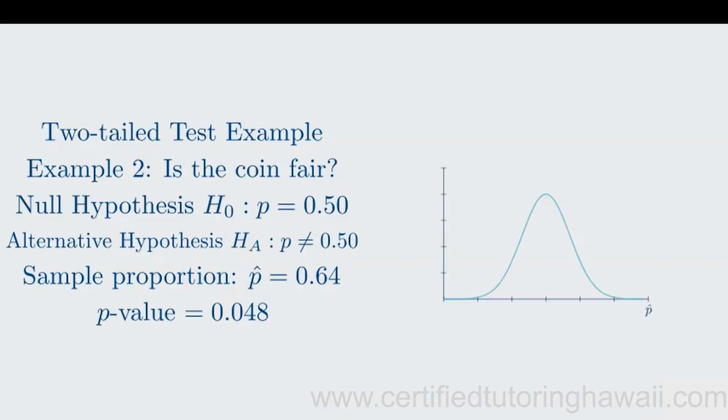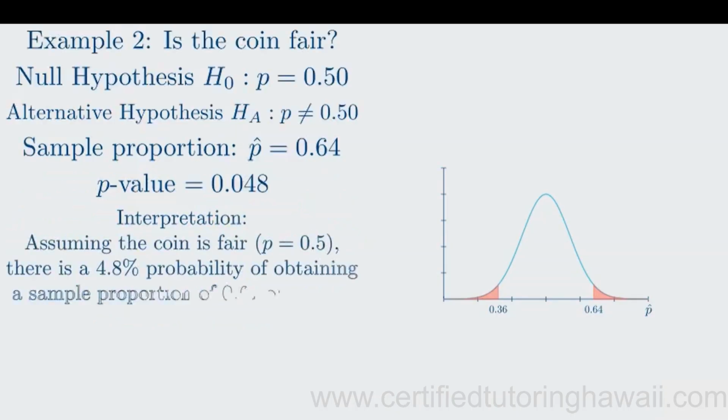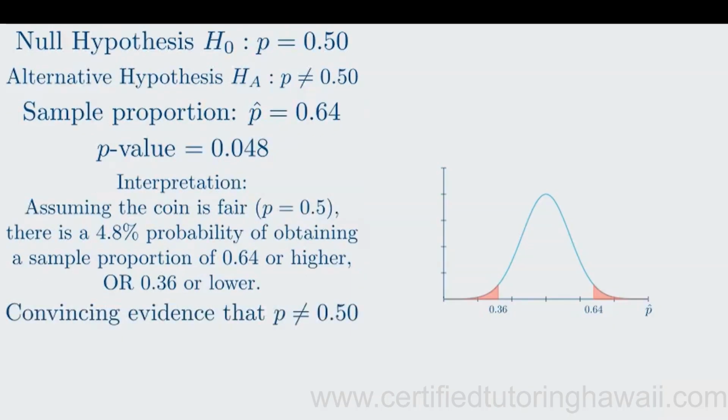To visualize this, we look at a normal curve centered at 0.5. We shade the regions in both tails, one for values greater than or equal to 0.64, and one for values less than or equal to 0.36. To interpret this, we would say, assuming the coin is fair, there is a 4.8% probability of getting a sample proportion at least as far from 0.5 as our observed 0.64. Because this p-value is below the common 5% threshold, we have convincing evidence that the coin is not fair. Note how we included both extremes in our interpretation because our alternative hypothesis was not equal to.